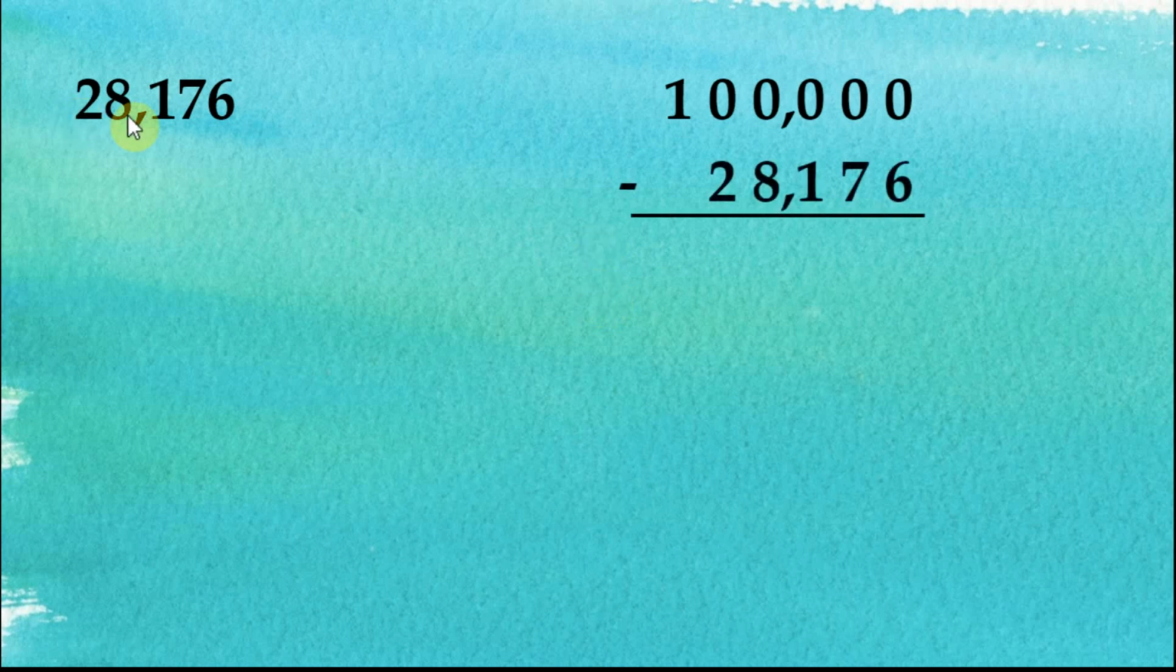We have a number 28,176, and let's say the base is 100,000, and we would like to find the complements of this number. So we subtract 28,176 from 100,000, and the answer is 71,824. So this is the complement of 28,176 because these two numbers add together, we get 100,000.